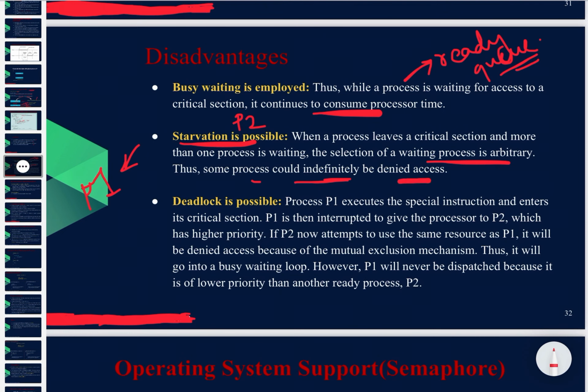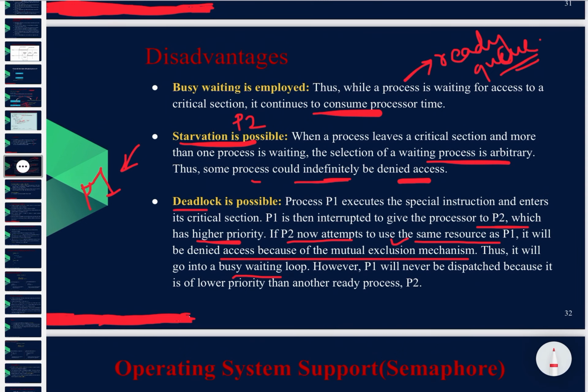Deadlock is possible. Process P1 executes the special instruction and enters its critical region. P1 is then interrupted to give the processor to P2, which has higher priority. Now, if P2 attempts to use the same resource as P1, it will be denied access because of the mutual exclusion mechanism. Thus, it will go into a busy waiting loop. However, P1 will never be dispatched because it has lower priority than the other ready process P2.